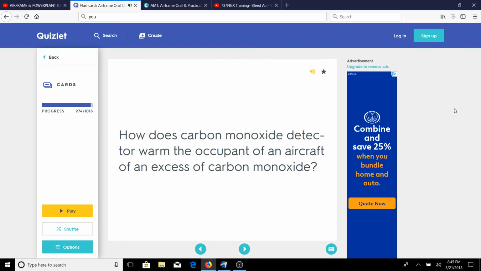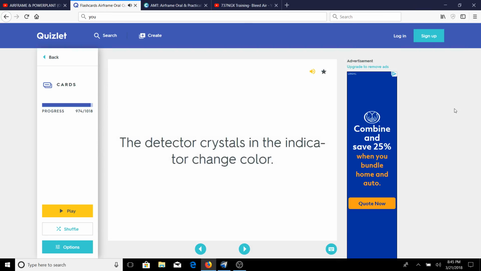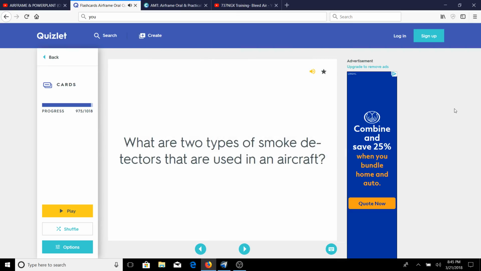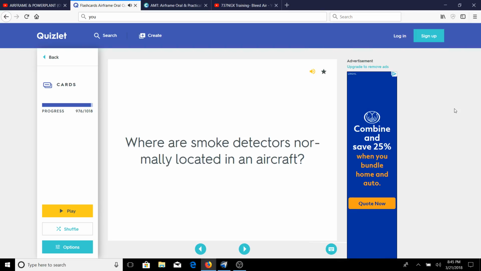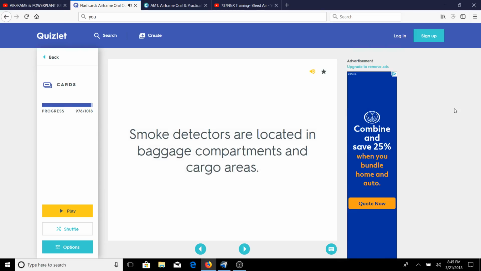How does a carbon monoxide detector warn the occupant of an aircraft of an excess of carbon monoxide? The detector crystals in the indicator change color. What are two types of smoke detectors that are used in an aircraft? Photoelectric and visual smoke detectors. Where are smoke detectors normally located in an aircraft? Smoke detectors are located in baggage compartments and cargo areas.